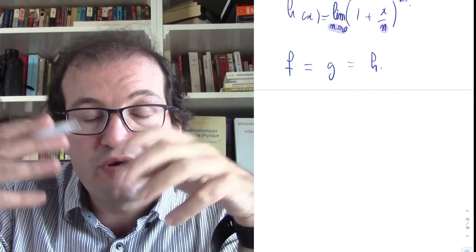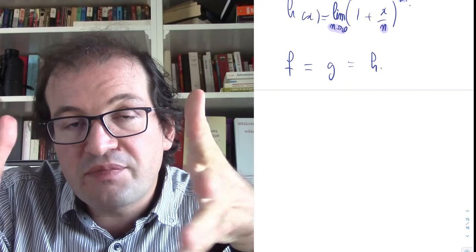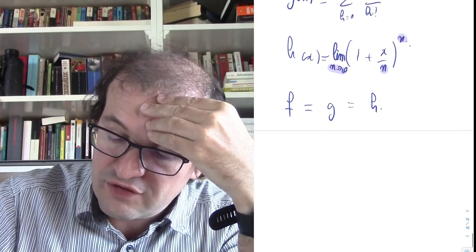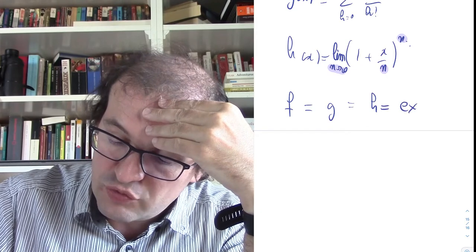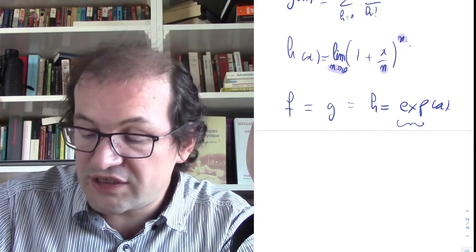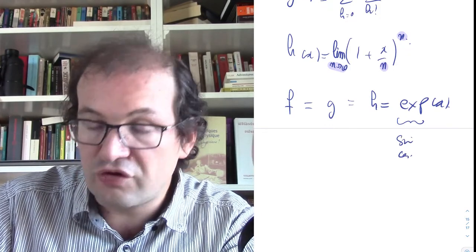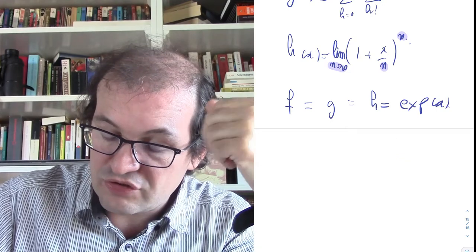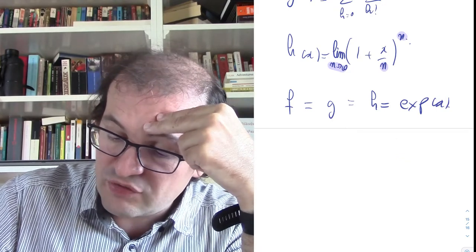But e to the x, we call it the natural exponential. It being so important, we call it the exponential, instead of natural exponential. So all these things are equal to the exponential function, which we write like this. So that's an example. Along with, by the way, sine and cos, that's an example of functions that take three letters: sine, cos, exp. So we are going to demonstrate this in the time that we have left.